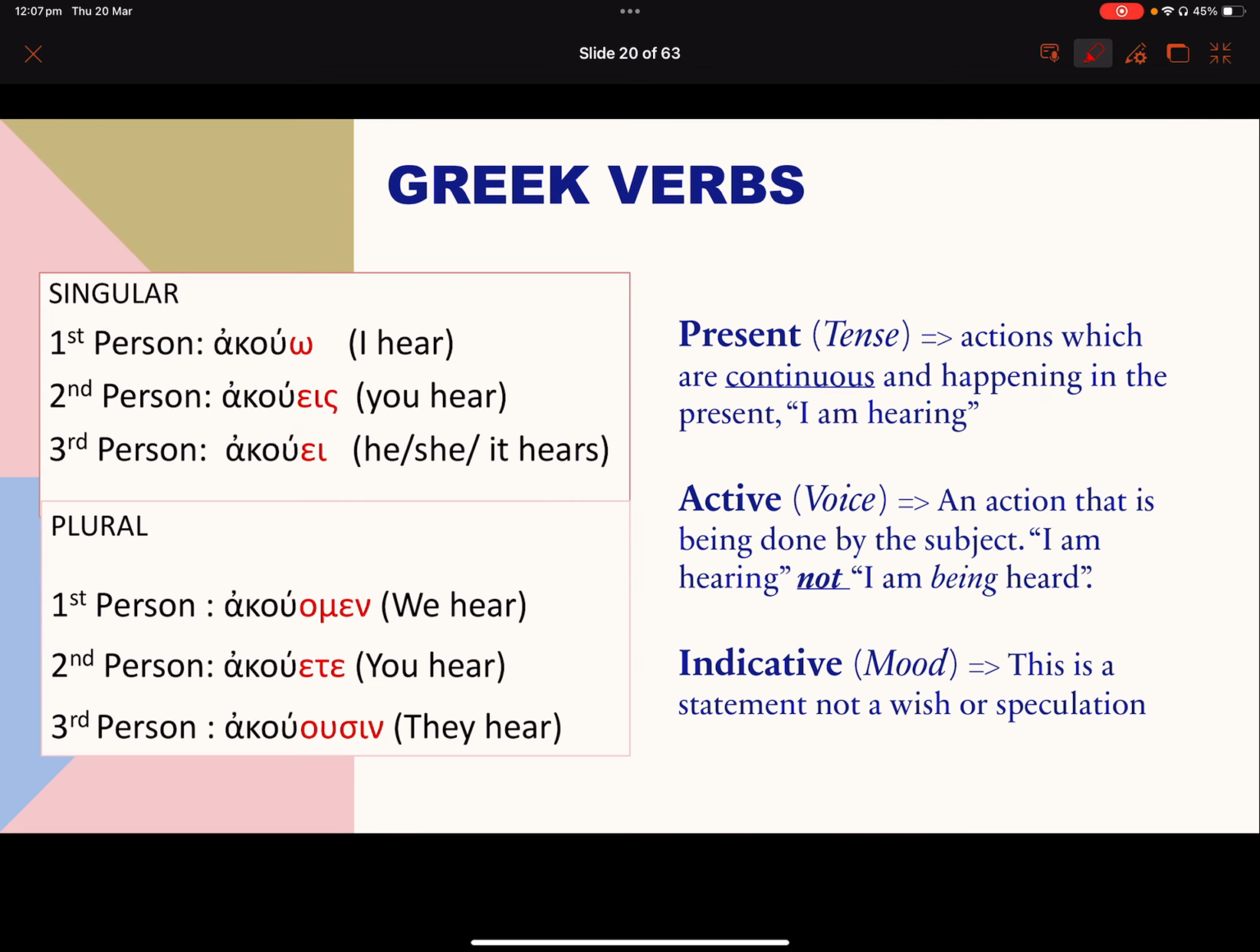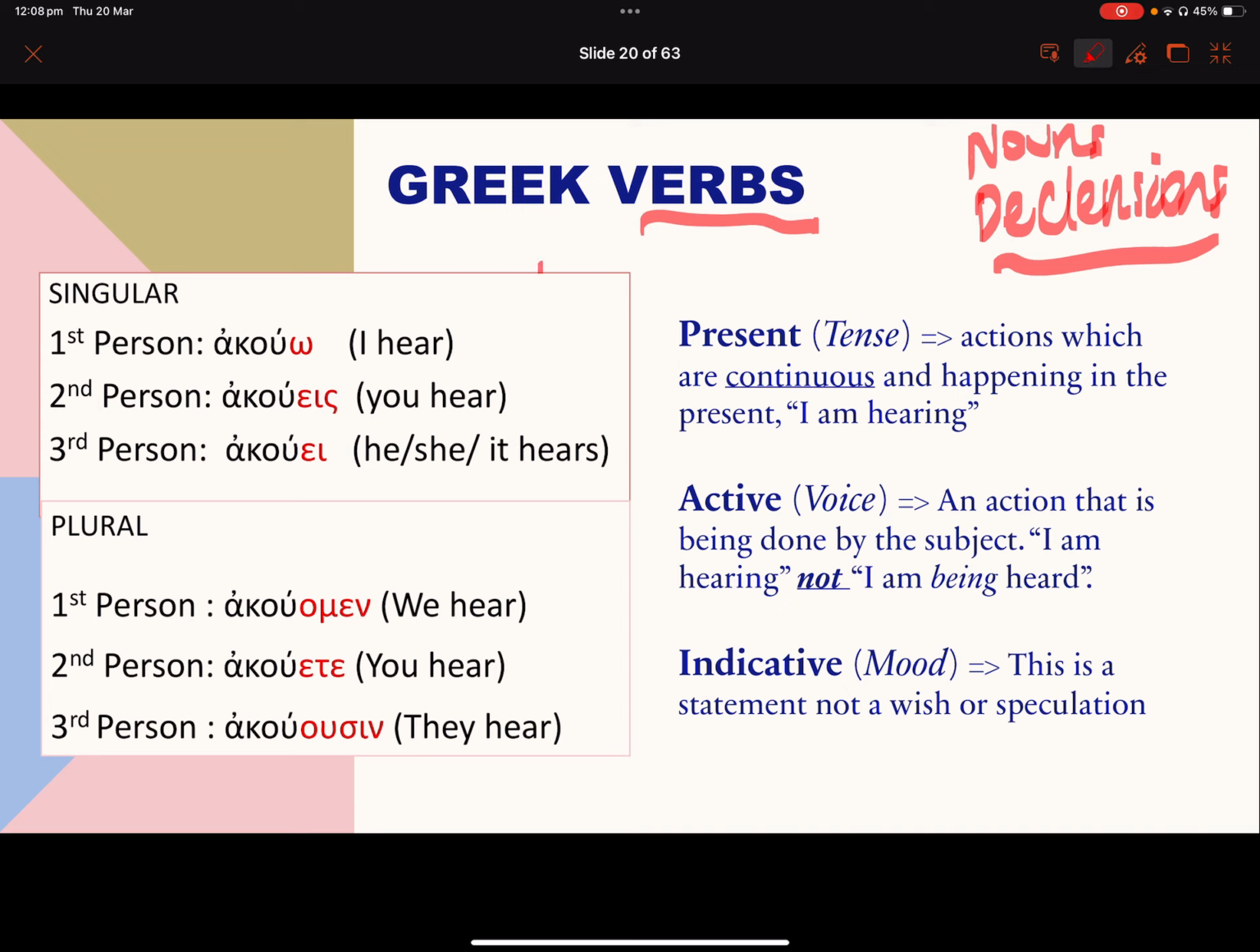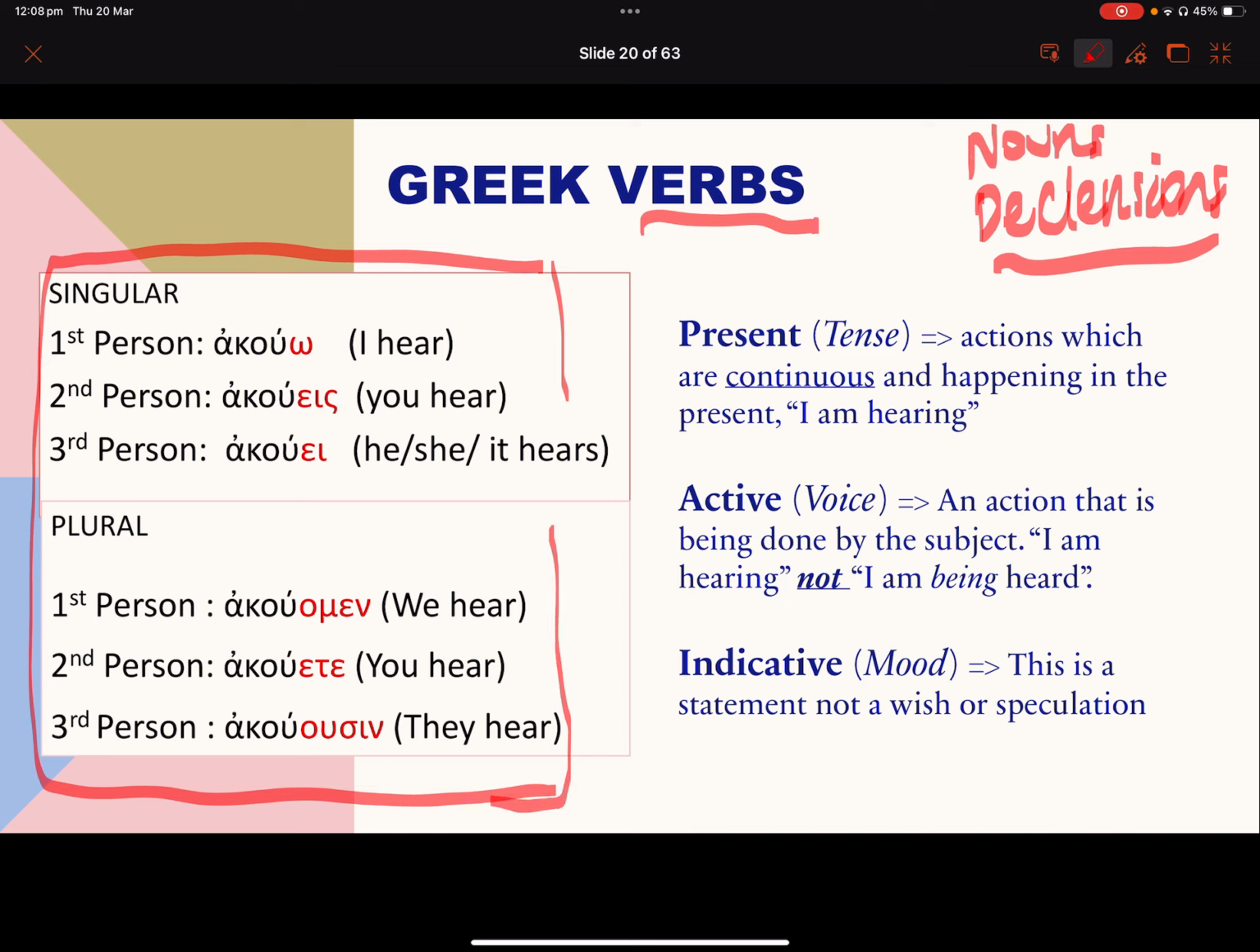This is the very first paradigm that you need to learn in Greek. Paradigm is a fancy word for pattern. Just like we saw in nouns, we had declensions, which were patterns of nouns. With verbs, we have paradigms. And this here is our first paradigm, our first pattern that we need to learn.